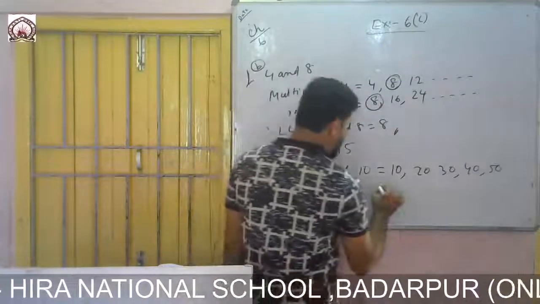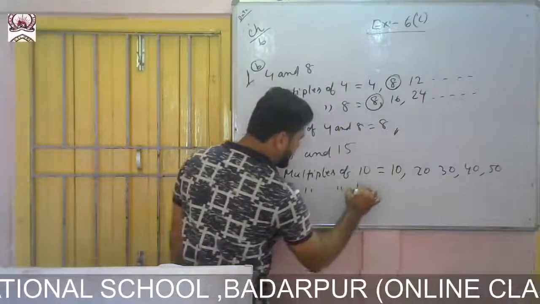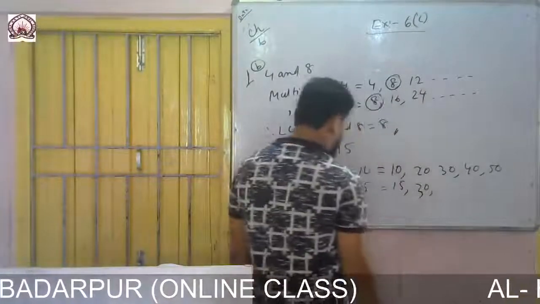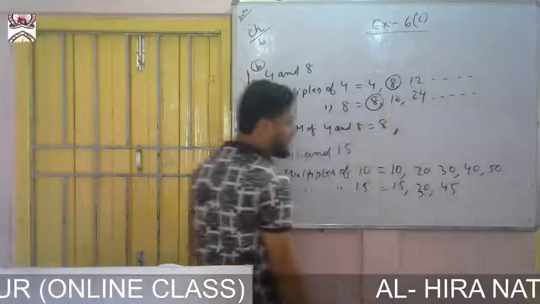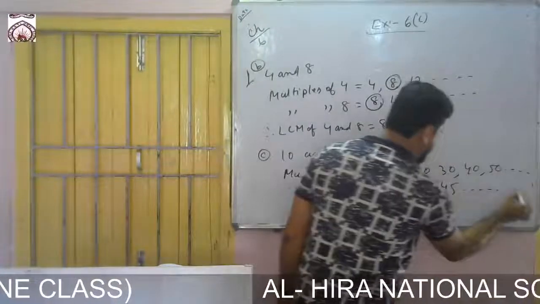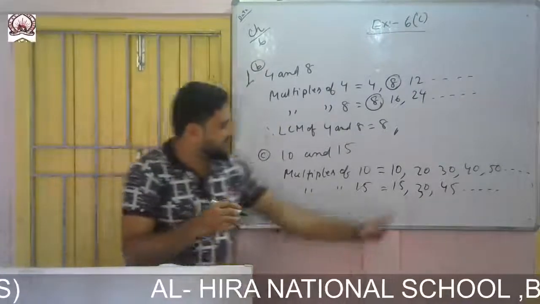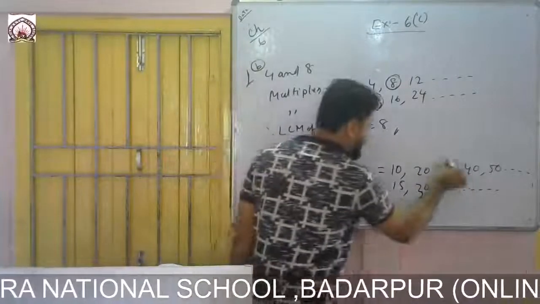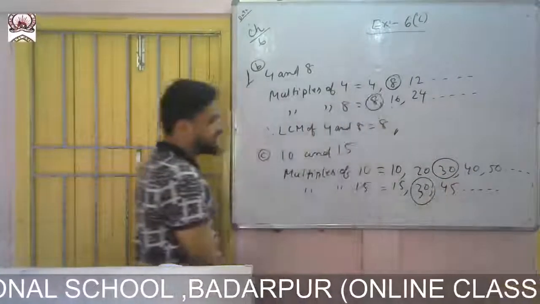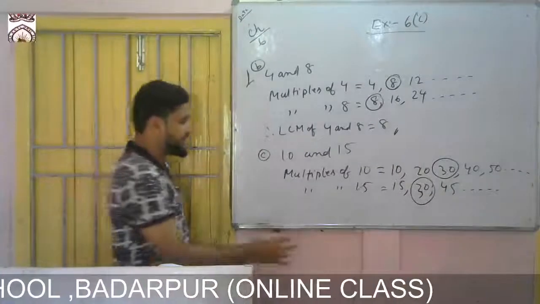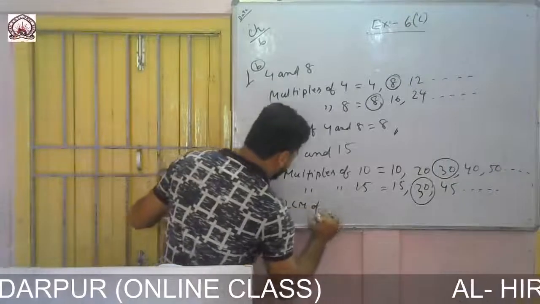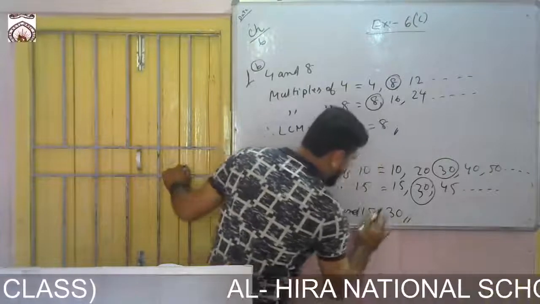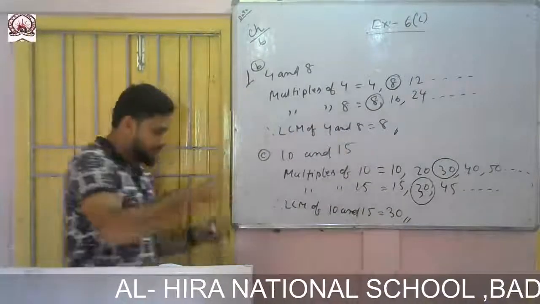Then multiples of 15: 15 1 are 15, 15 2 are 30, 45. So no need of going further. We got here 30 and 30. So we shall not go more, because we have got already the first common multiple. So the first common multiple is 30. So 30 is the LCM. Therefore LCM of 10 and 15 equals to 30.